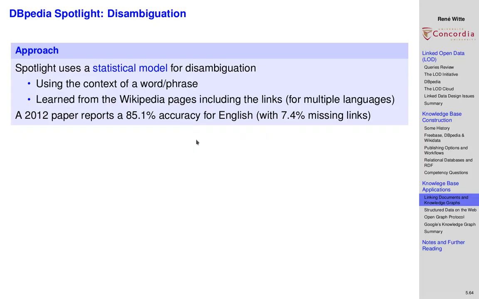And they tested how well it does, and the accuracy is roughly 85%. So meaning of the links it created, 85% were correct, and the remaining 15% it created were wrong. Also, in some cases, it wasn't able to find the link at all for various reasons.